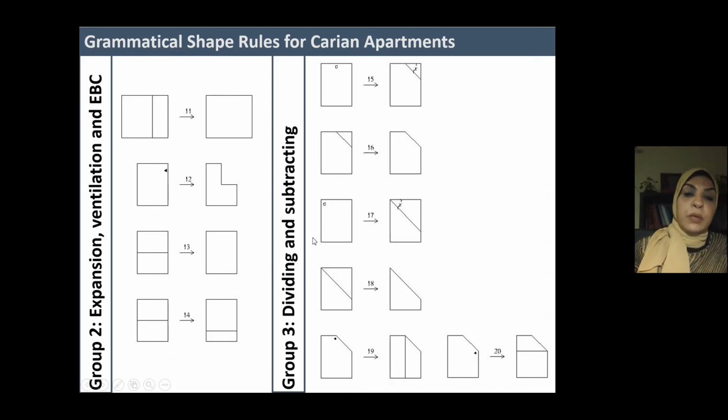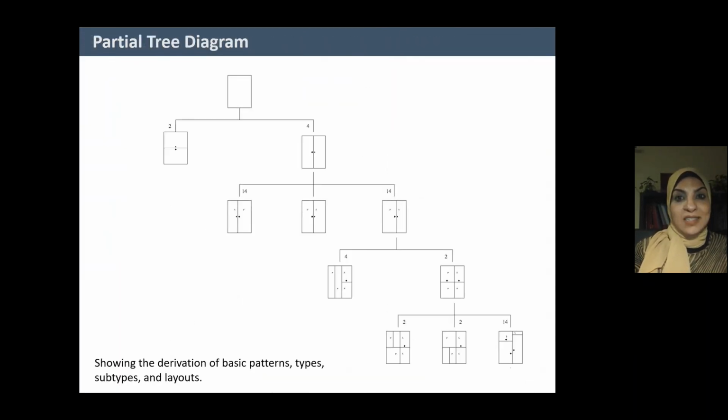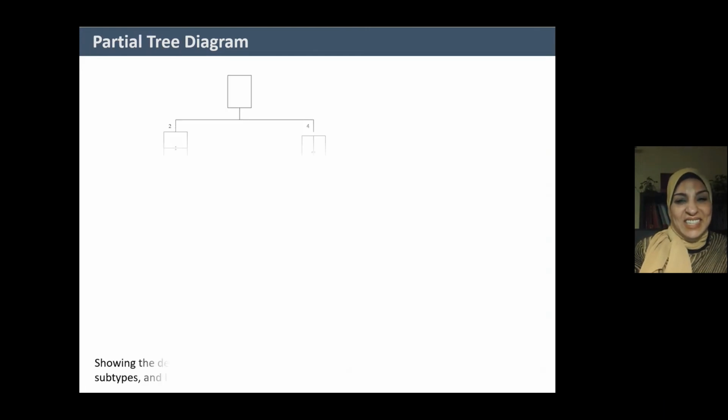The third group are dividing and subtracting rules using inclined lines or angles, in which those angles are between 15 and 165 degrees only.